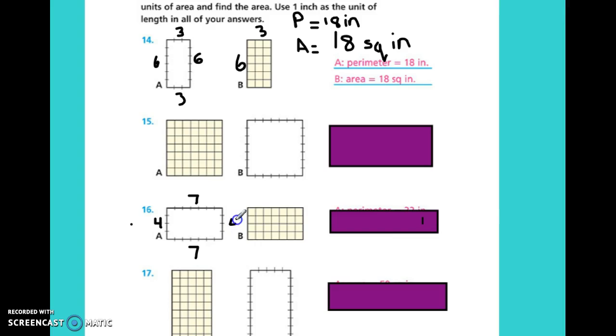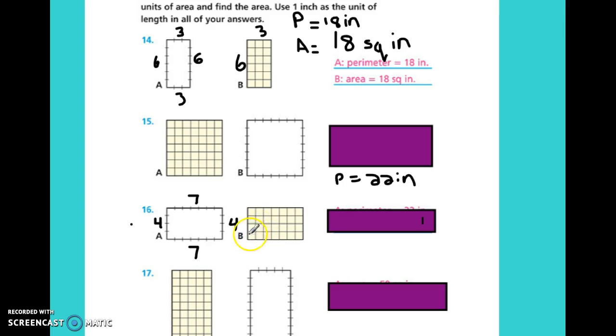You add them together, and let's see what you got. All right, when I add them all together, I end up with 22 inches. So perimeter is 22 inches. And now I want you to go ahead and work on finding the area of this figure. So right here, go ahead and work on finding the area of this figure.